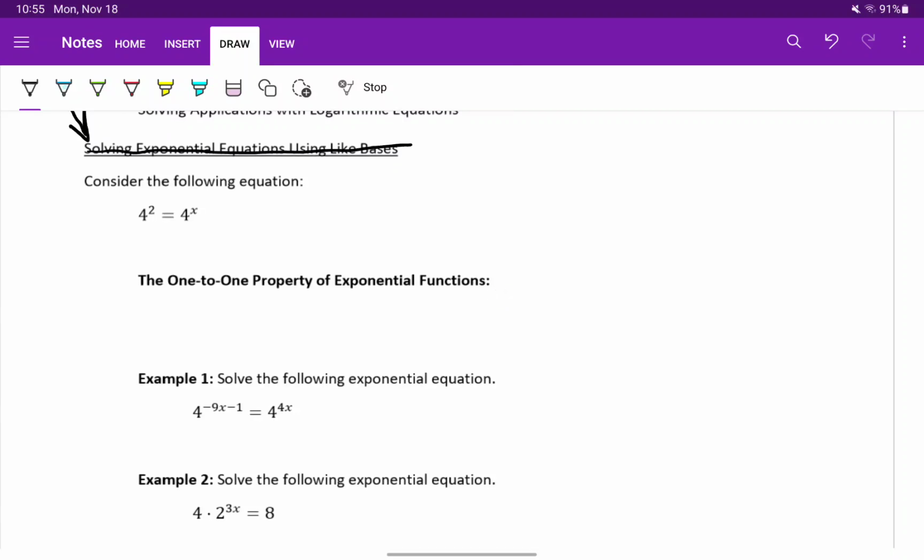So let's start by considering the equation 4^x squared is equal to 4^x. If we want to solve this, we need to find the value for x, or values for x if there's more than one solution, that makes that true. We know that 4 squared is equal to 16, which means the expression on the right also has to be equal to 16. The only way that can happen is if x equals 2, because 4 squared would be 16, so our solution would be x equals 2.